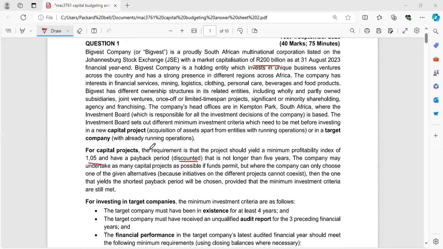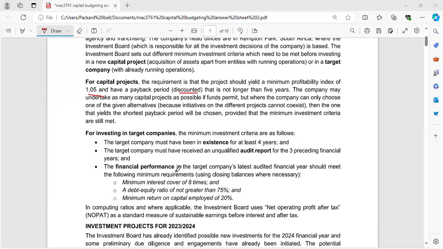So here we have the minimum requirement for choosing a capital project. They must yield a minimum profitability index of 1.05 and have a payback period that is not longer than 5 years. So those are the minimum requirements for the project to be accepted. So when you are answering your question there, you must also take note of that part.